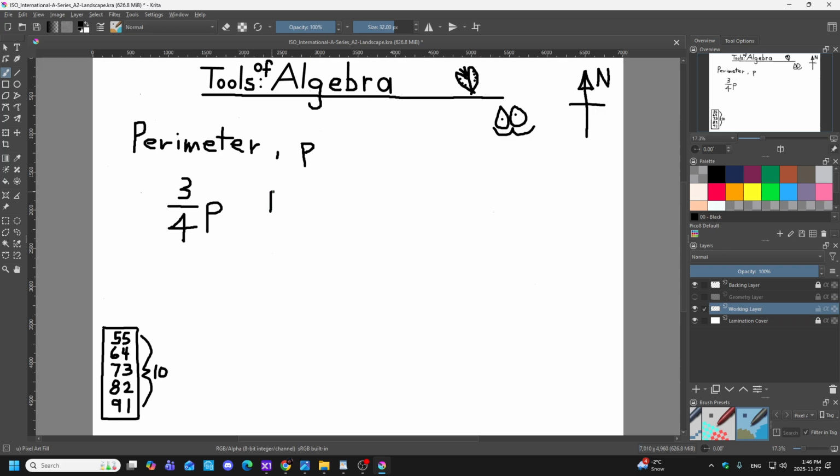Again, we write a variable. It is not written in this form, but it is known that the variable can also be written as P divided by 1. Therefore, we can also write 3P divided by 4. It is the same. Okay?